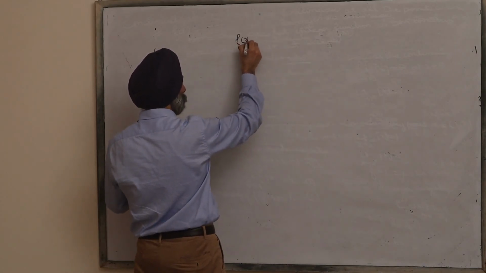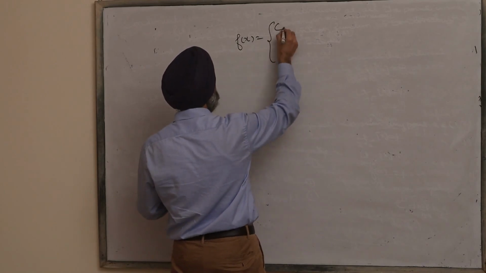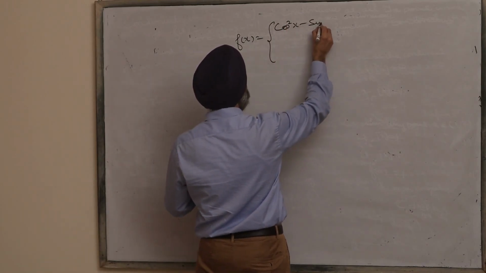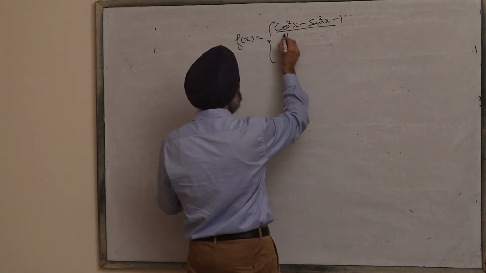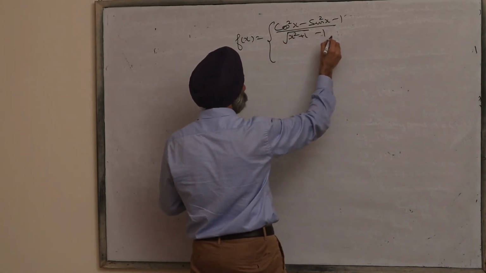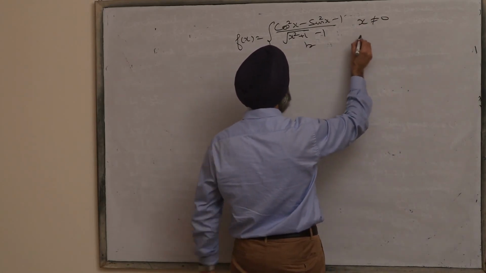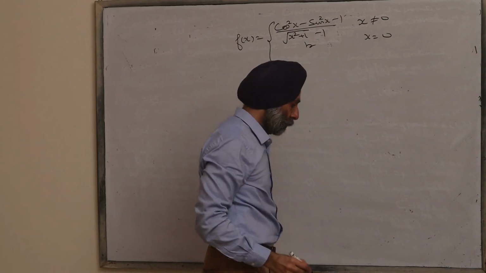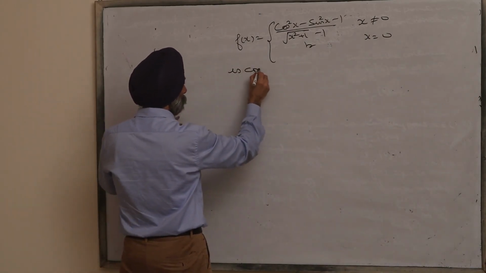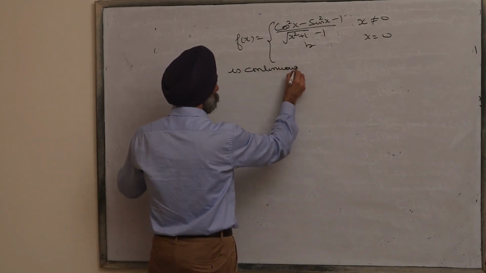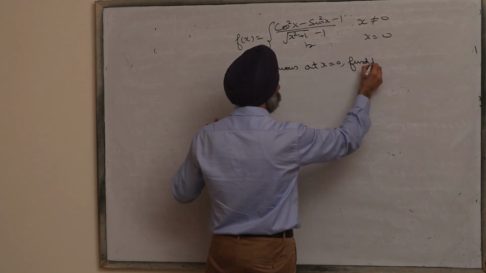Further certain questions based on the continuity. Let us say fx is equal to (cos square x minus sin square x minus 1) upon (under root of x square plus 1 minus 1) when x is not equal to 0, and is k when x is equal to 0. So the question is, this function is continuous at x is equal to 0, so find k.